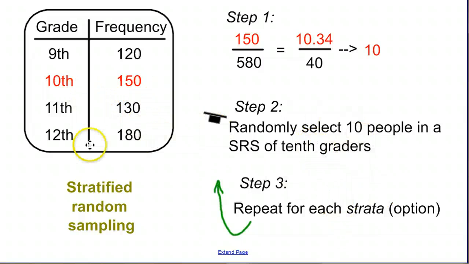Just a quick point on the name. The reason we call this a stratified random sample is because each one of these options here, 9th, 10th, 11th, and 12th grade, are called strata. So that's why we get the name stratified random sampling.